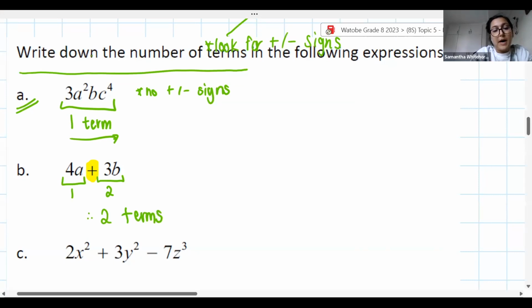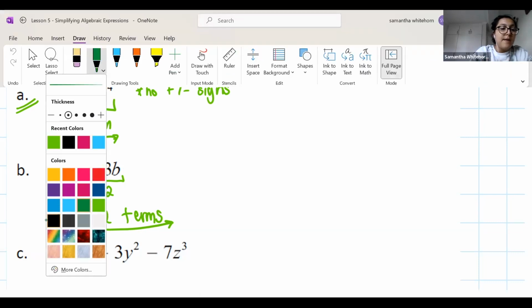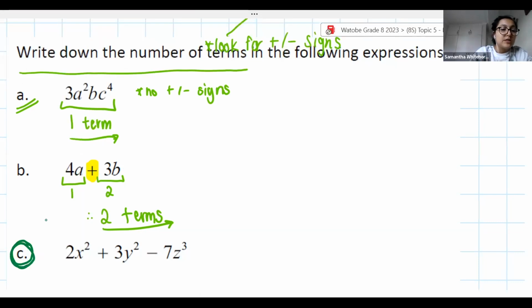It is a binomial. You don't need to know that, but it has 2 terms to it. So based on that conversation that we've just had, in the chat, I want you guys to write down for me how many terms the expression in C has. So how many terms does C have? Put it in the chat for me. I want to see some answers coming through.